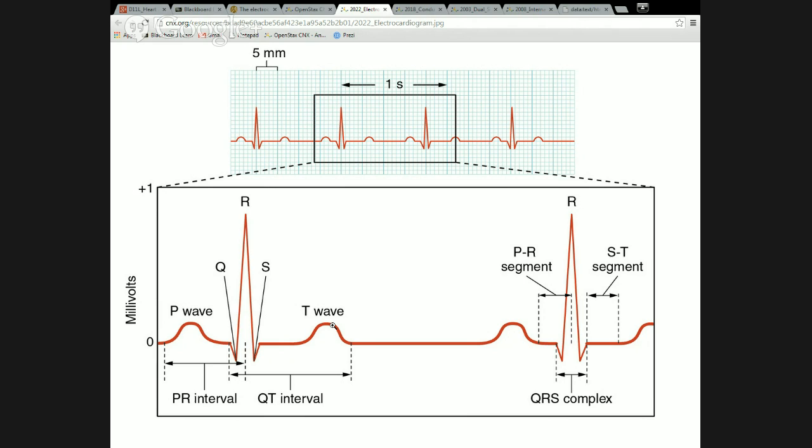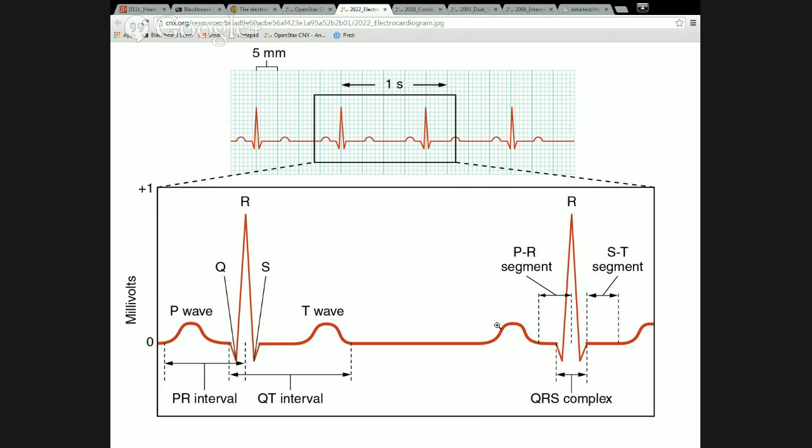And that timing, that 100 milliseconds for the atria and the 300 milliseconds for the ventricles, is going to be important as we see the time course of a heartbeat. So that's where it's going to come from. And then after the T wave, the ventricles are repolarized and they're relaxed. And the heart stays relaxed for the rest of the heartbeat. And then the next P wave represents the start of the next heartbeat, where the SA node depolarizes the atria.